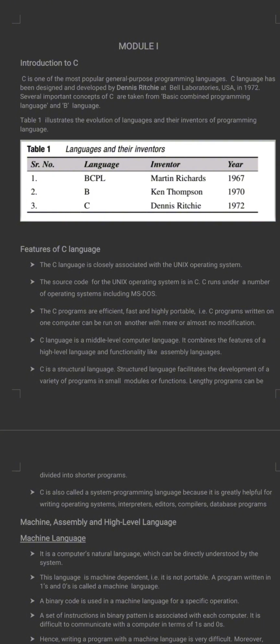That is, if we write a C program on one computer, it can be run without any modification on another computer also, so it is highly portable. Next, C language is a middle level language. It combines the features of high level language and the functionalities of assembly language. This is why C language is called a middle level language.